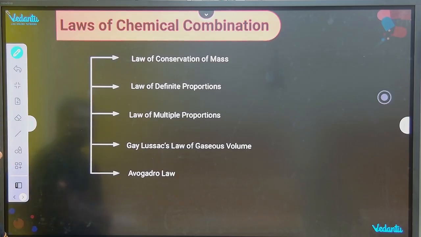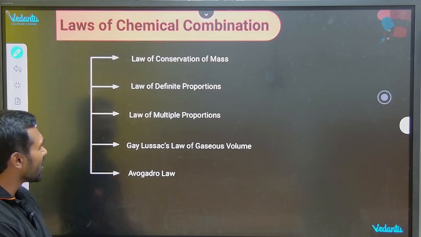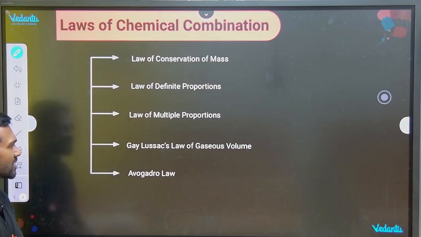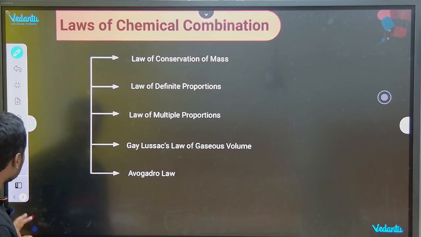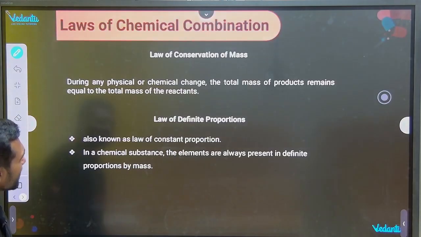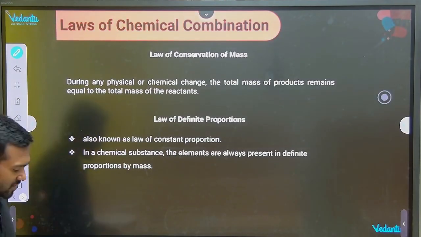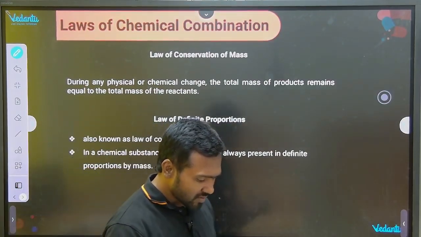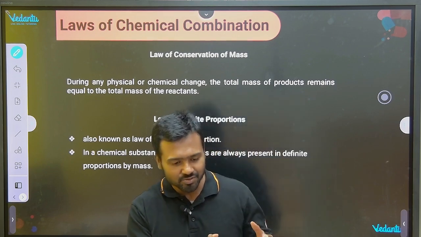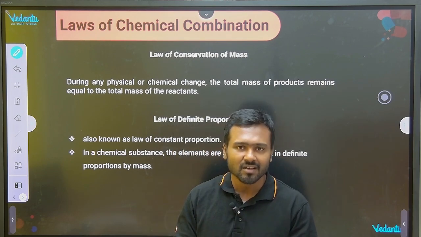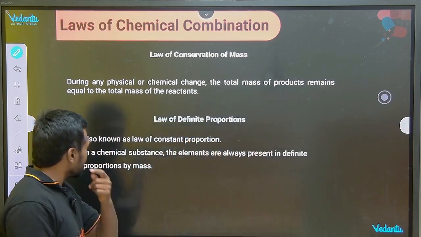Next, laws of chemical combinations. In this, there are the law of conservation of mass, law of definite proportion, law of multiple proportion, and Gay-Lussac's law of gaseous volumes, and next Avogadro's law. We'll see them one by one. First, the law of conservation of mass. Anyway, you know that the total mass of the reactants should be equal to the total mass of the products. That is the law of conservation of mass.